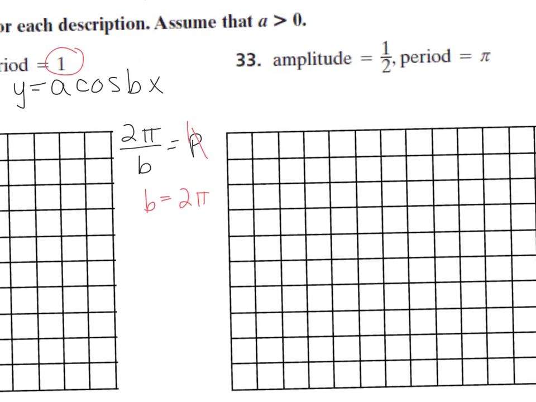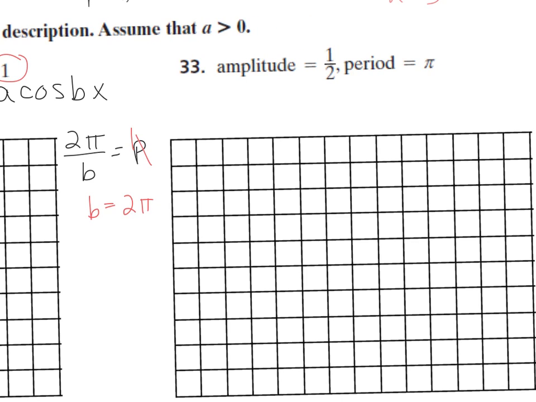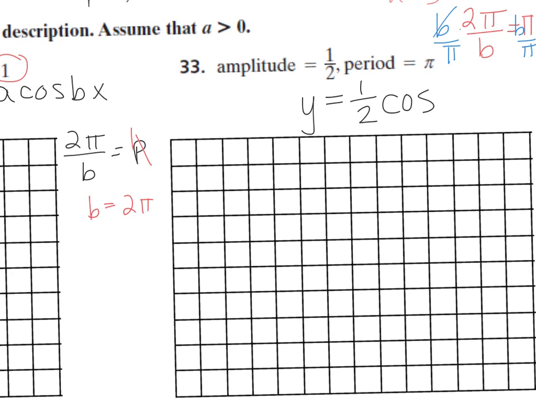And then the amplitude is 1/2. So y equals 1/2 cosine. And then I'm going to do 2 pi divided by b equals pi. So what does b have to be? Multiply both sides by b, divide both sides by pi. This is gone, this is gone, this is gone. B equals 2, so it's 2x.